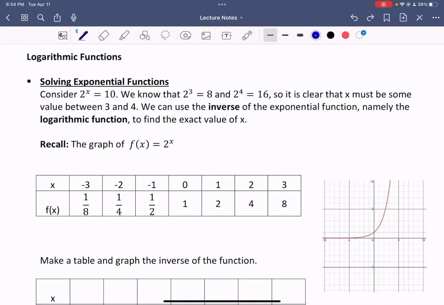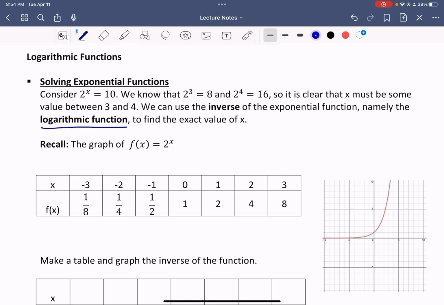Logarithmic functions. Solving exponential functions. Consider 2 to the x equal to 10. We know that 2 cubed equals 8 and 2 to the 4th is 16. So it is clear that x must be some value between 3 and 4. And we can use the inverse of an exponential function, namely the logarithmic function, to find that exact value of x.